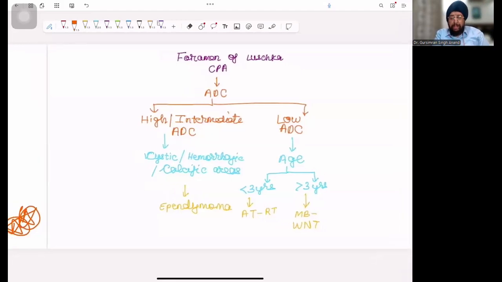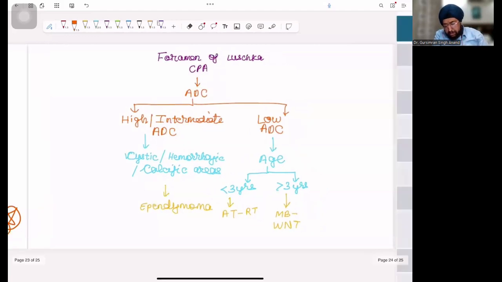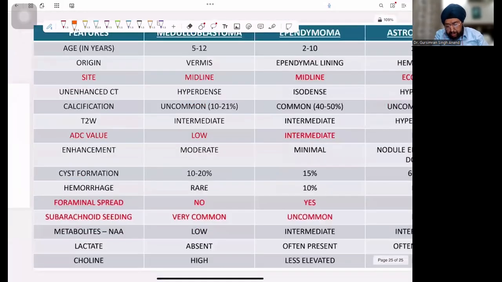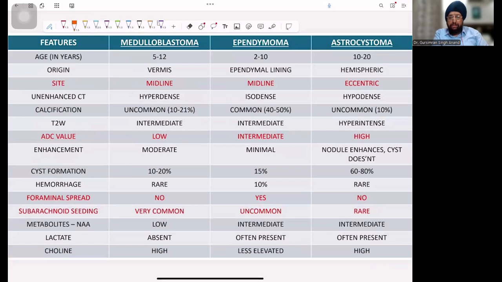So I hope you're clear with the simplified approach to the posterior fossa tumors based on the location and ADC values. This is just a table which summarizes the most important differentials of medulloblastoma. You can learn this and replicate this in your exams if you get a question on medulloblastoma. I'll just be discussing the important points. Site: medulloblastoma and ependymoma are both midline masses, while pilocytic astrocytoma is located in the cerebellar hemispheres, so it's an off-midline mass. The word you use is off midline, or what we call hemispheric.